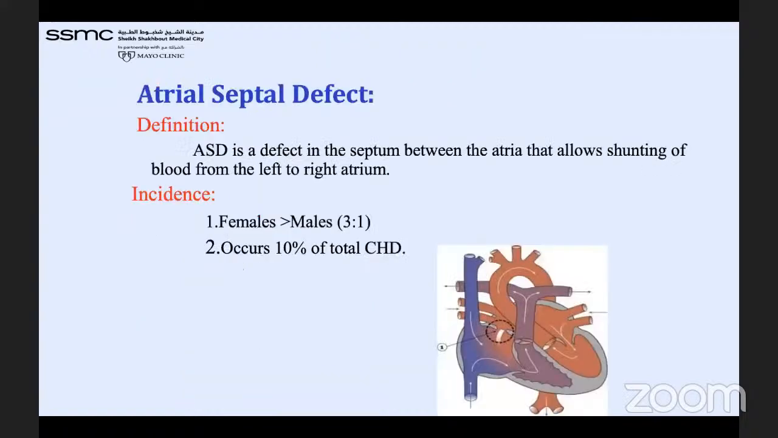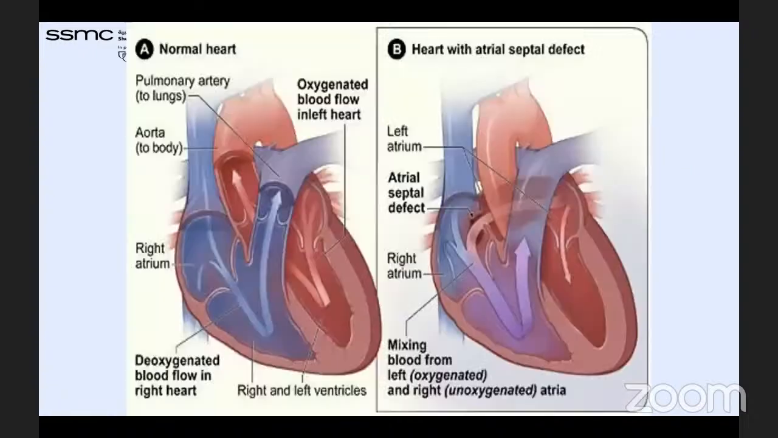Now move to the other group where you have increased pulmonary blood flow or plethoric pulmonary areas in the X-rays. So these are, the first one is the ASD or atrial septal defect, which is the most common one after the VSD. So ASD is a defect in the septum between the atria, as you can see here. It's very easy to see in the echo also. Females are more than males, 3:1. It occurs in 10% of the total congenital heart diseases.